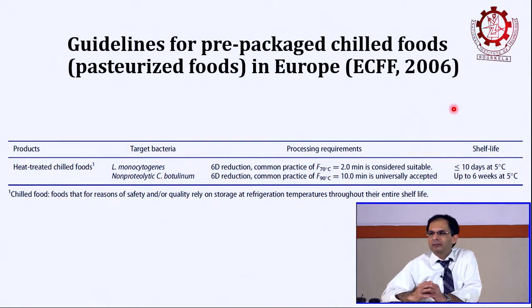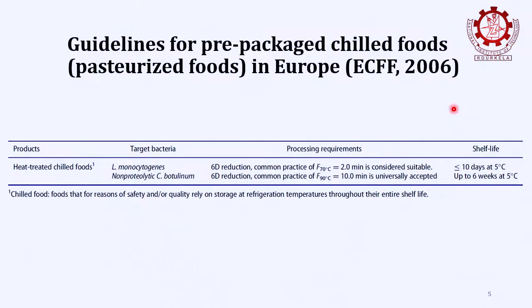Do you know why we have these two different processes? Because the composition of the food changes. For example, in the first process, Listeria is our target bacteria for the process design, and we say the shelf life is less than 10 days. Why not 11, 12, 14, 15 days, 20 days?